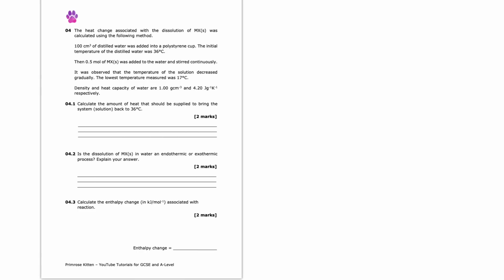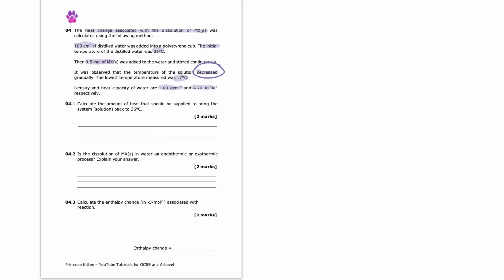So here we've got a mathsy question. We're told that the heat change associated with the dissolution of MX solid was calculated using the following method. So 100 centimetres cubed of distilled water was added into a polystyrene cup. The initial temperature was 36 degrees C. So then 0.5 mole of MX solid was added to the water and it was stirred continuously. It was observed that the temperature of the solution decreased. Now that's really important. And the lowest temperature measured was 17 degrees. Density of water is 1 gram per centimetre cubed and the heat capacity is 4.20.